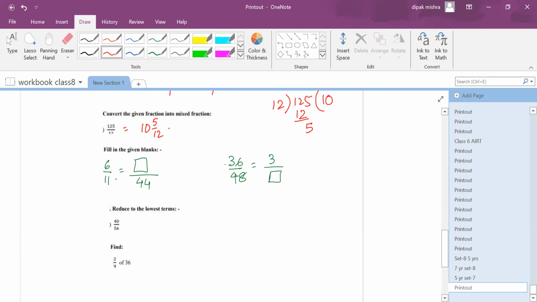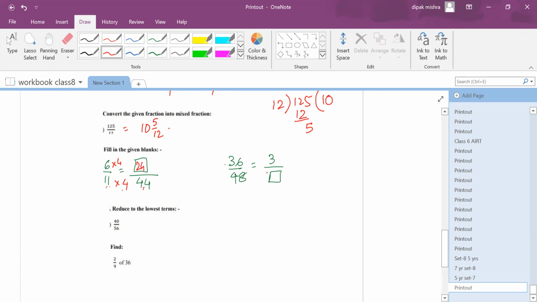Now fill in the given blanks. Now you have to fill in the blanks with equivalent fractions. Now you see over here that 6 by 11 is equal to what over 44. Now you see that the denominator 11 becomes 44. How has it become 44? By multiplying it by 4. So the denominator is multiplied by 4. The numerator also should be multiplied by 4 to make the fraction equivalent. So if 11 times 4 is 44, 6 times 4 will be 24, and hence the value will be 24 over 44.